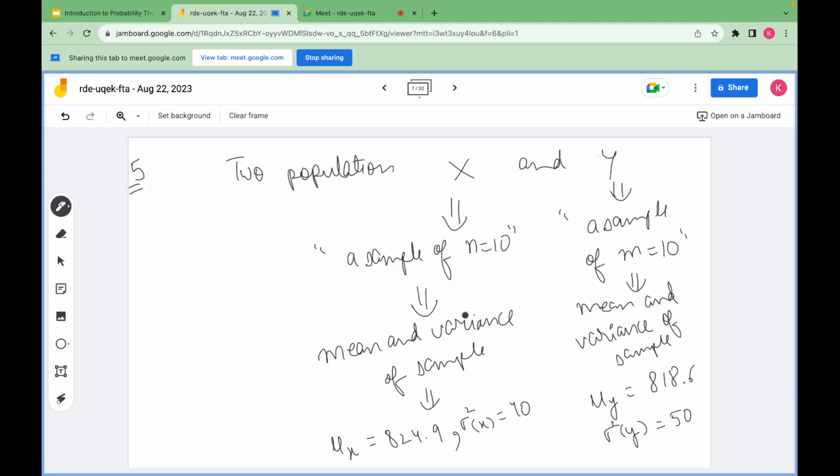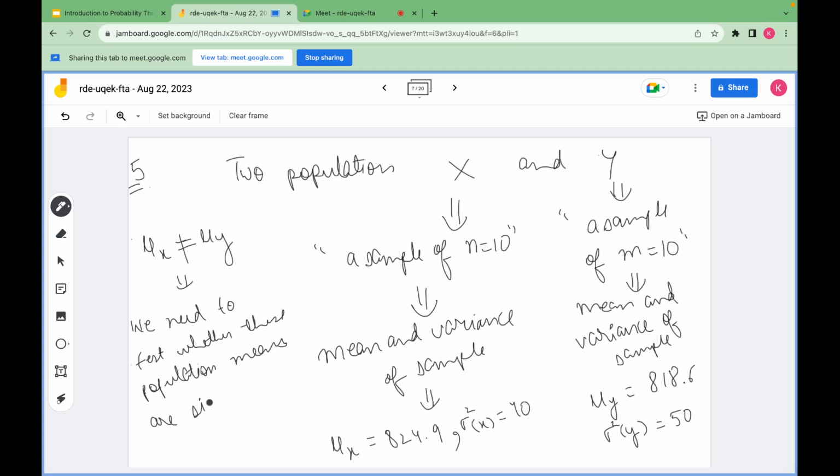Now we want to test whether this mu x is significantly different from mu y. We need to test whether these population means are significantly different.